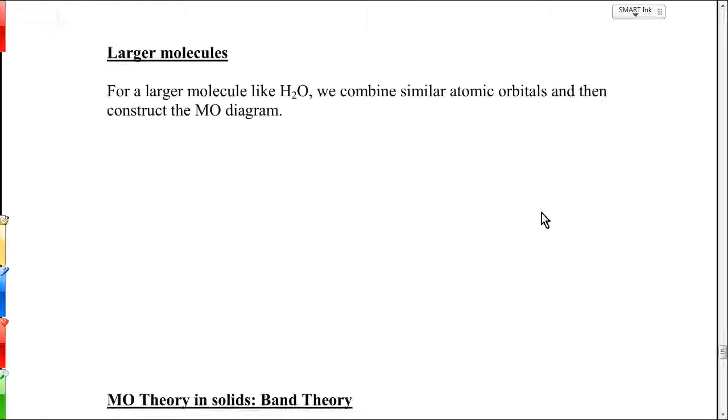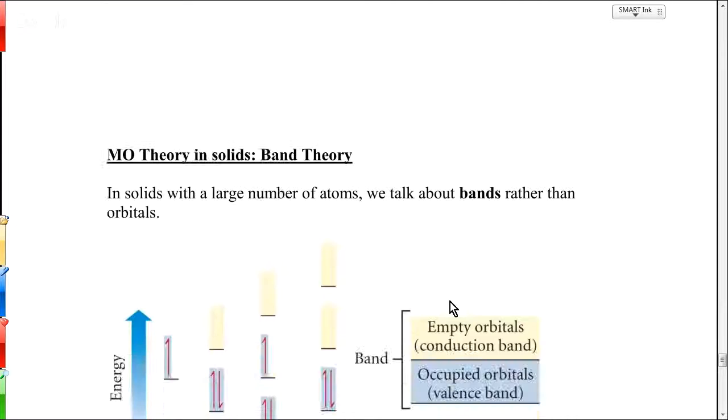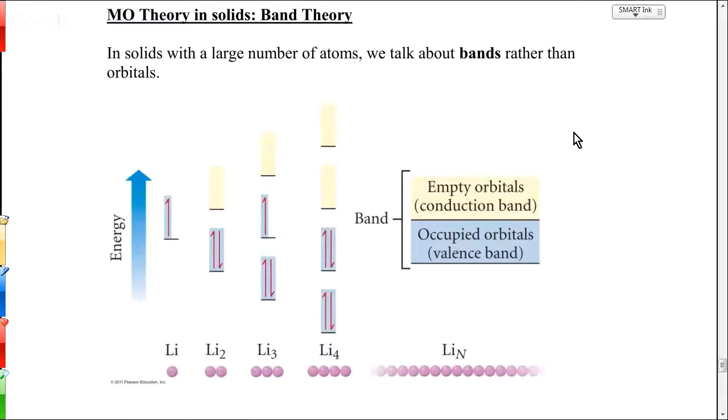Okay, we can do this with larger molecules. It doesn't just work for diatomics. We're not going to do it; I don't think it will come up this semester. What you do is you combine the atomic orbitals, like for water, you combine the hydrogen orbitals first to make linear combinations of those orbitals, and then you mix those together with the oxygen to make the overall molecular orbital diagram. And you can do this for any amount of complexity. If they get super complicated, then you start using calculations to help you.